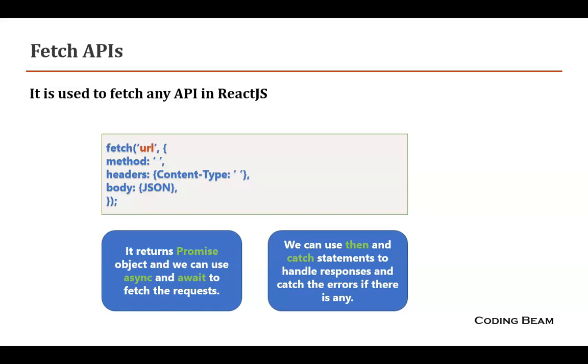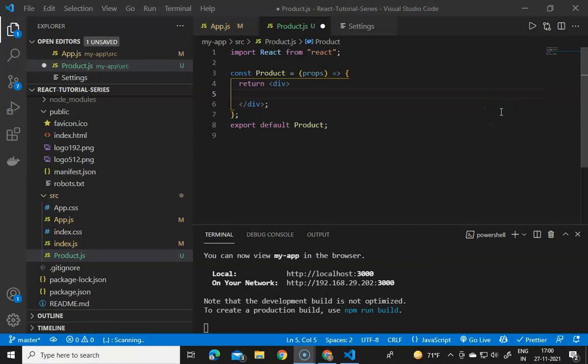So now we have to go to Visual Studio Code to see how to work with the fetch API in React. Now we are in Visual Studio Code, and to use fetch we will use the React hook useEffect. For useEffect, first we have to import useEffect.